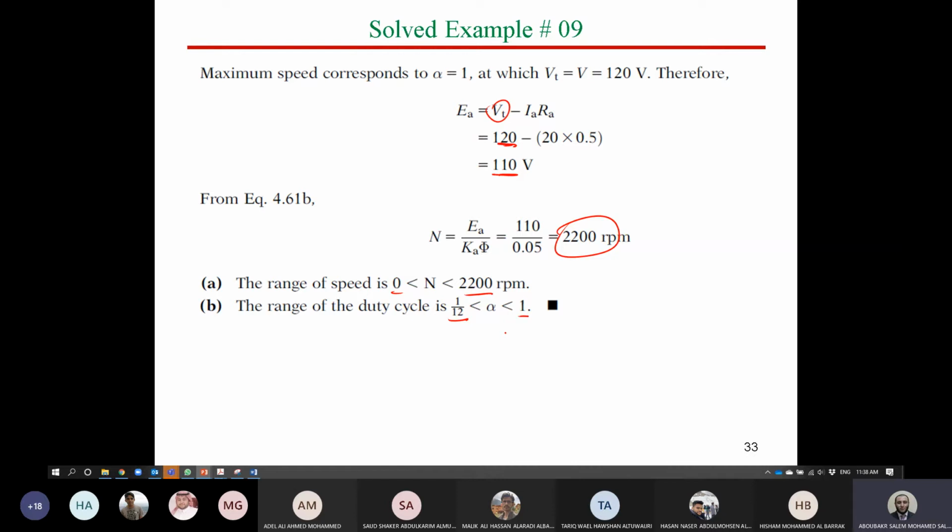Is it clear? Doctor, please. If the firing angle or the duty cycle is less than this number, what will be the motor speed? You will not get any operation for the motor now, because if you have less than this value and substitute with the voltage like that, you will find that EMF is negative. So theoretically, the motor should move in the reverse direction, which is not our case in motoring mode. Now we are discussing only motoring mode. Okay?